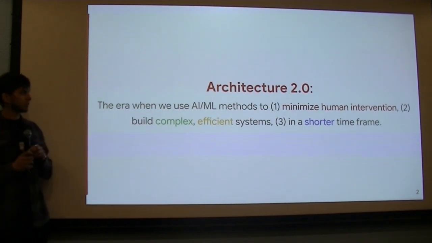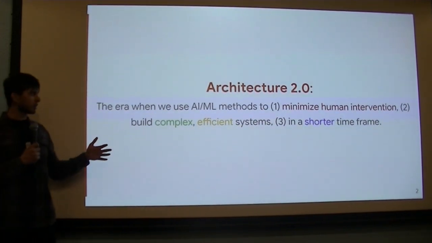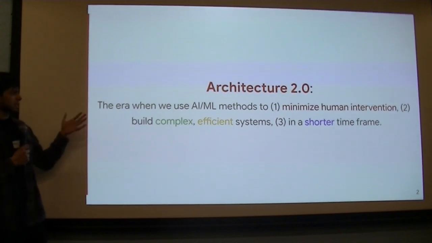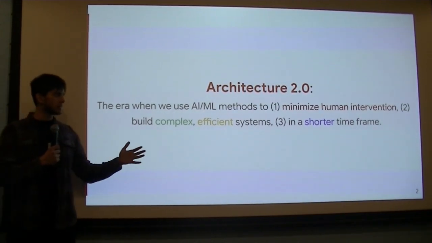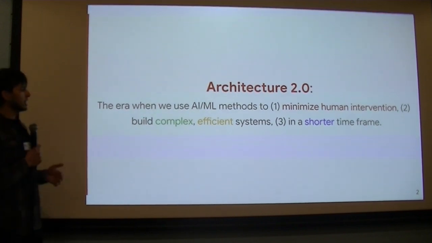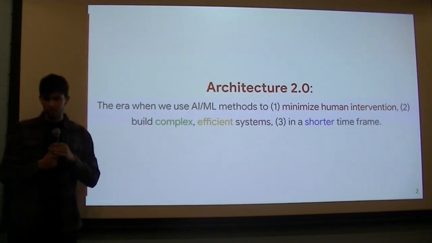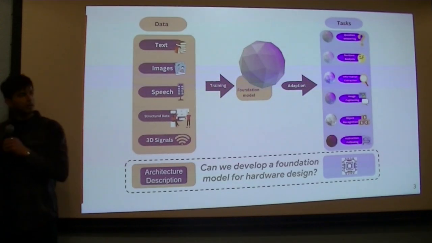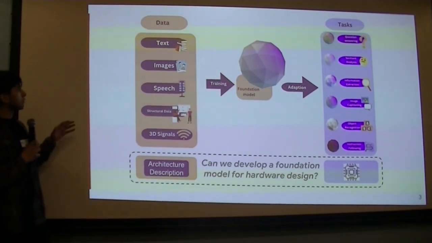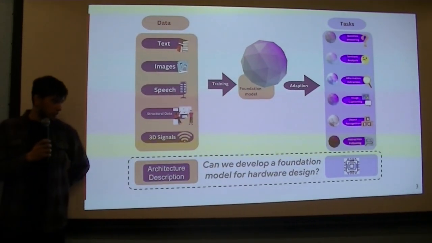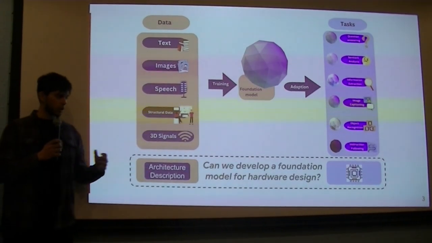So again, just a quick refresher, architecture 2.0 is loosely defined as the era when we use AI and ML methods to minimize human intervention and build more complex and efficient systems in a shorter time frame. And so more broadly speaking, what we're trying to work towards as our North Star is foundation models for hardware design.